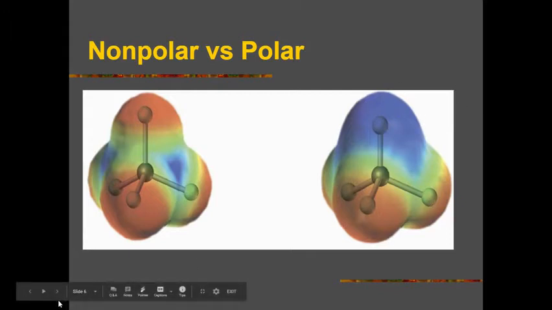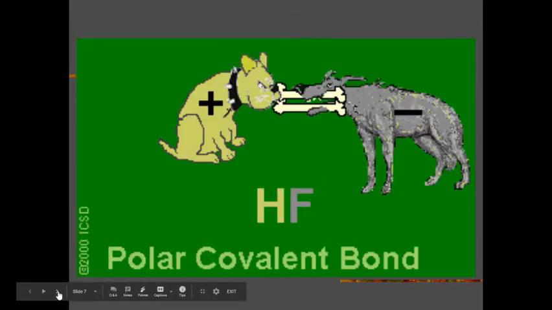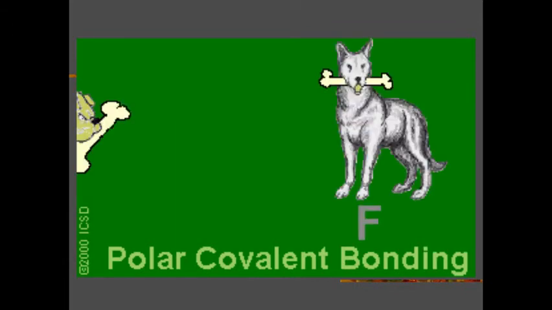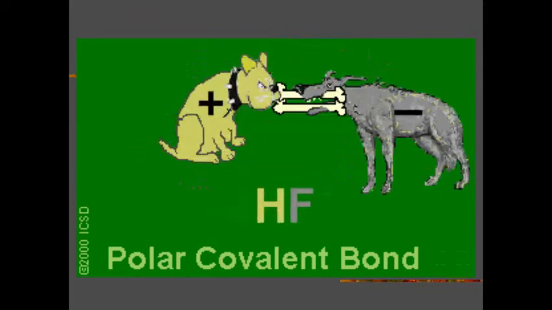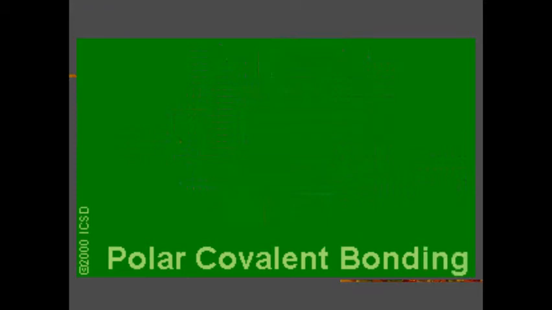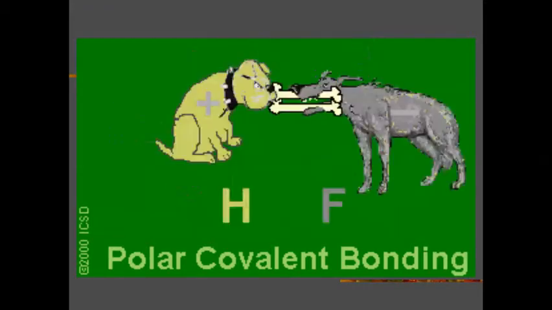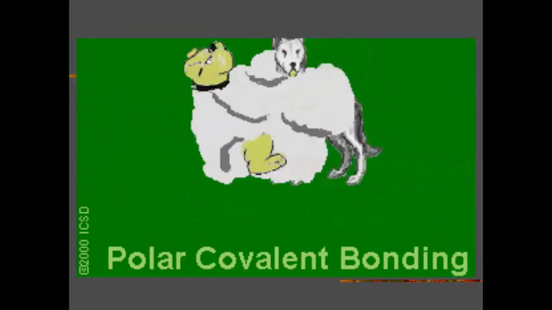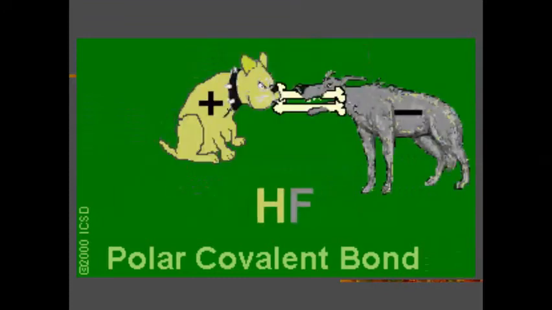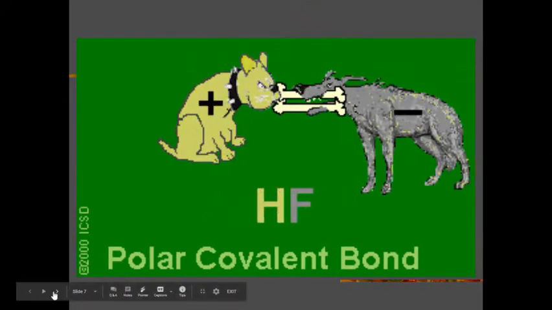Now, because water's polar, it gives it some really unique characteristics. So first of all, if we use our dog covalent bond example again, if it's polar, we have a larger dog and a smaller dog, and the larger dog is doing more pulling, but they're still sharing. And so that's what we see here. With a polar covalent bond, they're still sharing all the electrons. It's just that one part of it seems to have more of a hold on them than the other, but it's still a really strong bond.